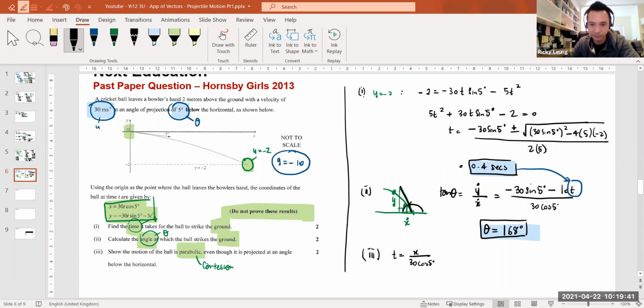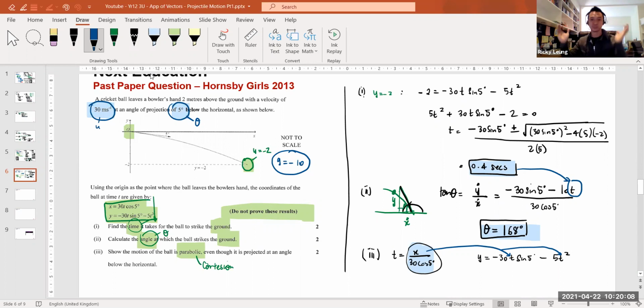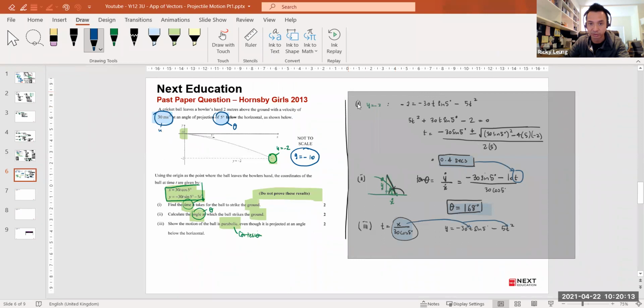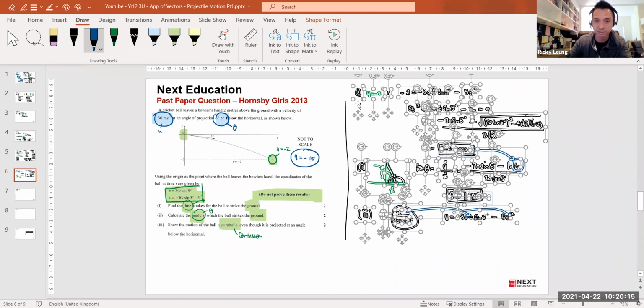And then I'm going to sub this into y equals minus 30t sine 5 degrees minus 5t squared, right? The values of t there, t there. Now, the moment I sub it in, I'm probably going to get a quadratic, and then I can conclude that it's parabolic. So I'm just going to move this up so I have a bit more vertical space.